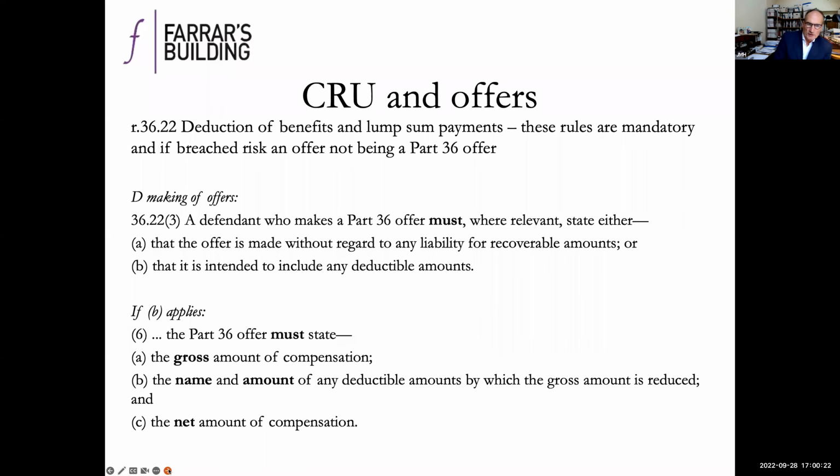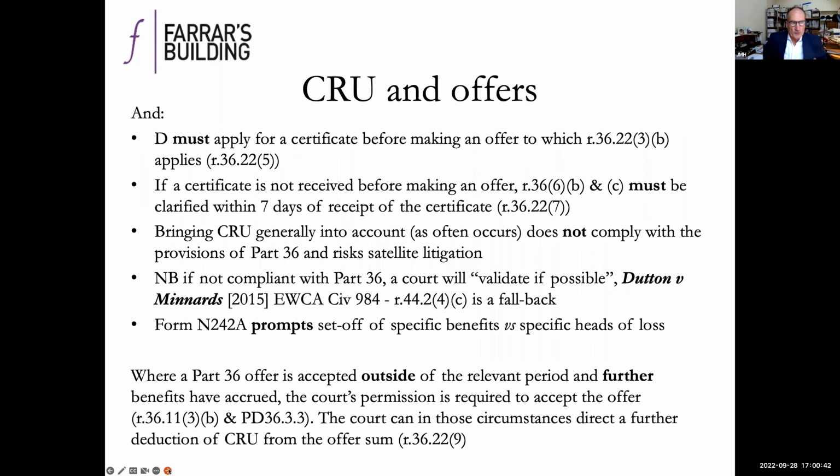But if, as is usually the case, CRU is taken into account, then in those circumstances the Part 36 offer must state, and these points are mandatory, the gross amount of the compensation, the name and amount of any deductible amounts by which the gross amount is reduced, and the net amount of compensation. If one moves to the next slide, I'll just summarise some of the points and relevances of those for both parties.